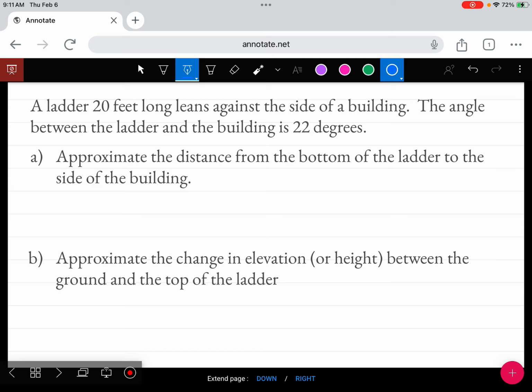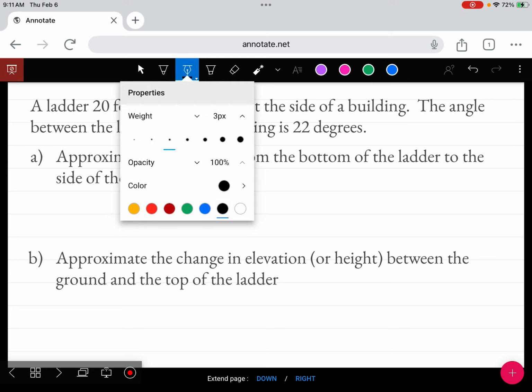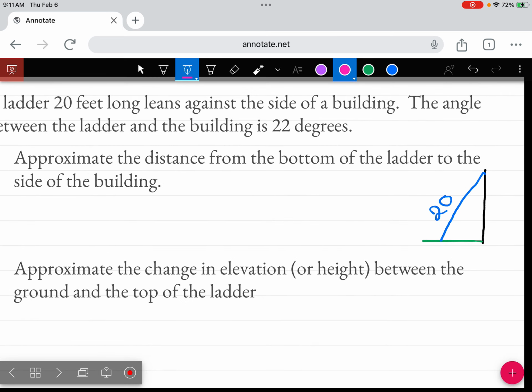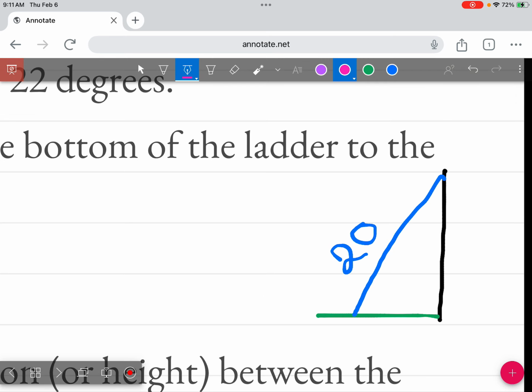All right, so we've got a ladder that's 20 feet long leaning against the side of a building. So I've got a building, probably against the ground. We can go and assume it's at the ground. And we've got a ladder that's leaning. I know my ladder is 20 feet long. And we're given an angle this time. The angle again with the ladder and the building. So where the ladder connects to the building is 22 degrees.